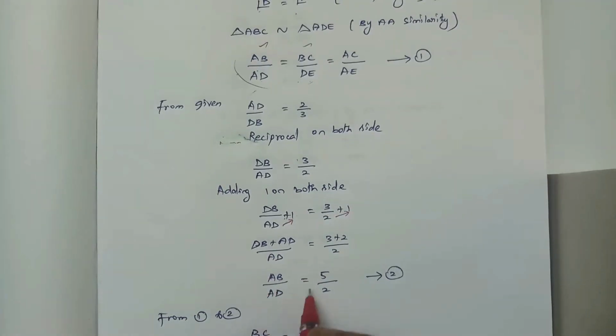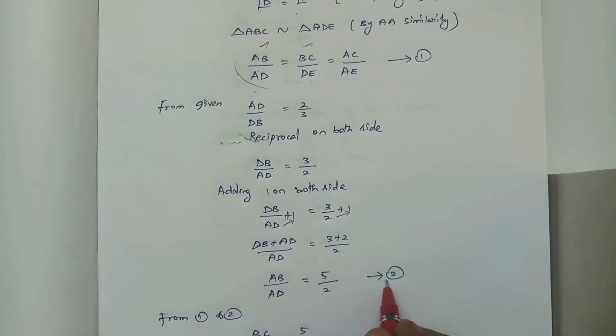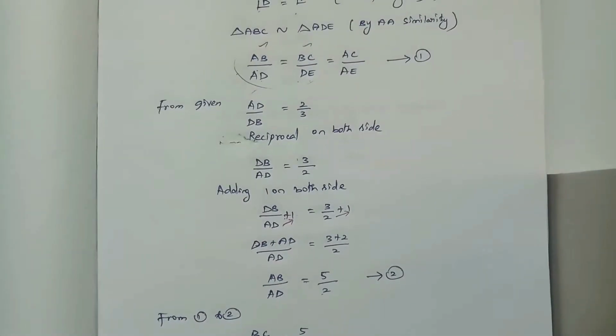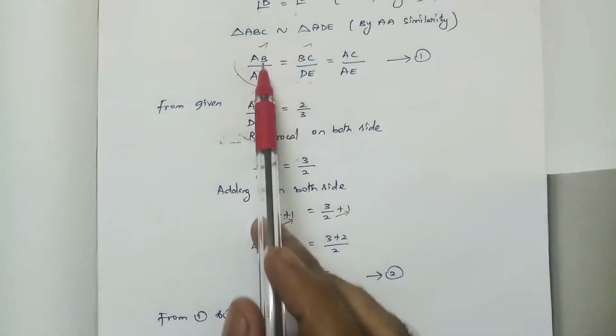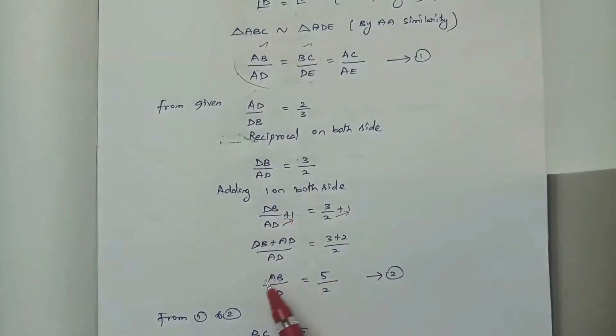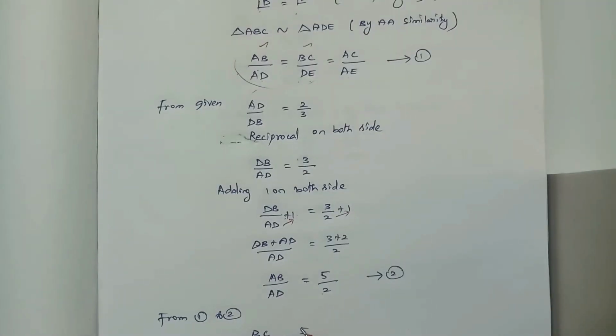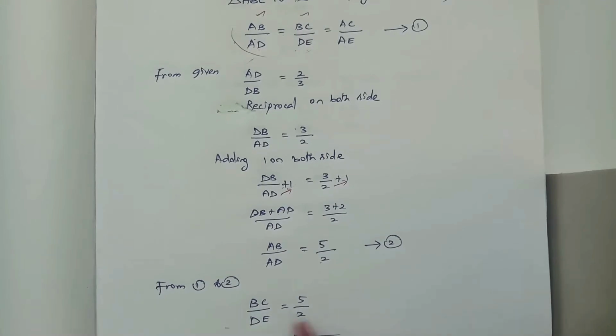AB divided by AD is equal to 5 by 2. Take it as equation number 2. Now compare equations 1 and 2. From 1 and 2, AB by AD is equal to BC by DE. Already we have found that AB by AD is equal to 5 by 2. Therefore, BC by DE is also 5 divided by 2, from equations 1 and 2. Hence, we want to find BC by DE, therefore BC by DE is equal to 5 divided by 2.